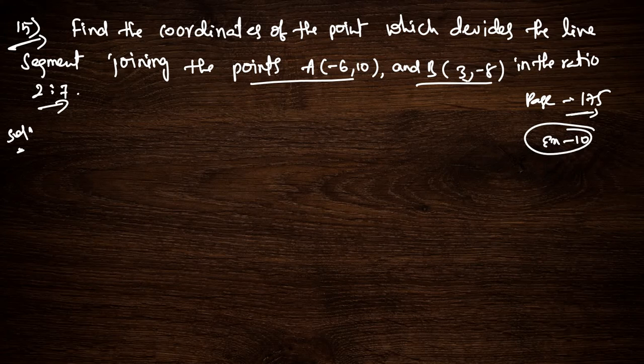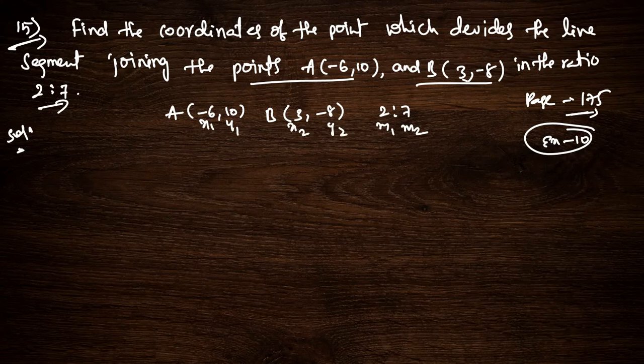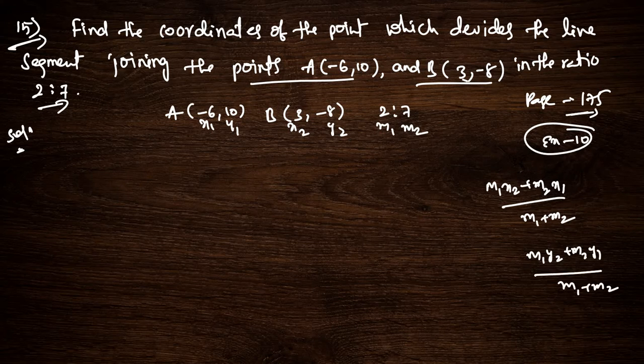Okay, now here I will do it like that only. We have to find the coordinate, and since it asks for a ratio, we have to use the section formula. A is equal to minus 6 comma 10 and B is equal to 3 comma minus 8. The ratio given is 2:7. This is m1, this is m2, with x1 y1 x2 y2. The section formula is m1 x2 plus m2 x1 divided by m1 plus m2, and m1 y2 plus m2 y1 divided by m1 plus m2. In this we have to substitute these values.